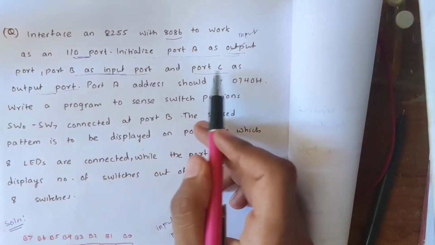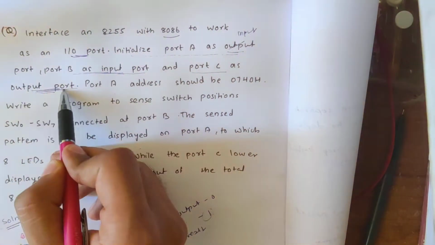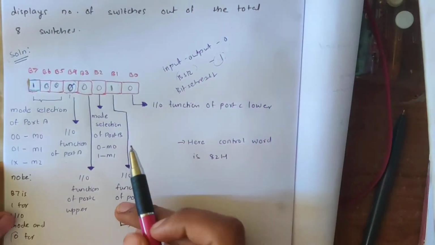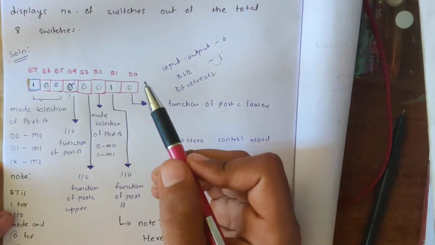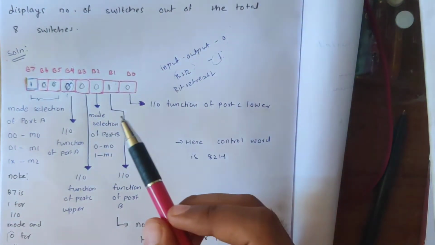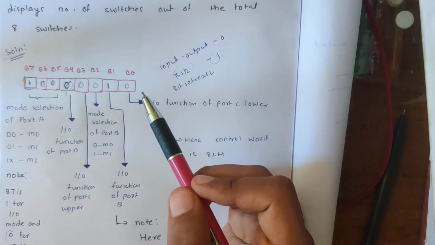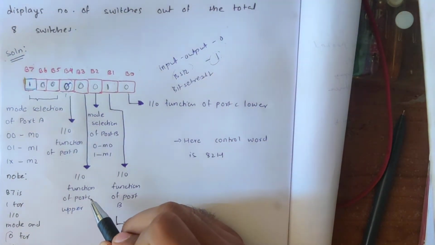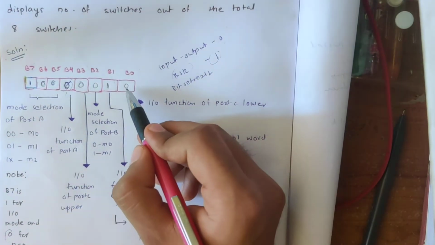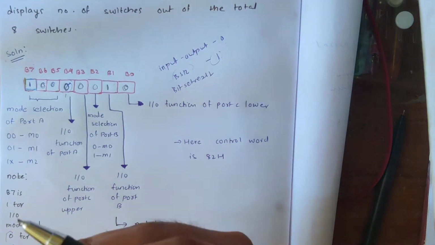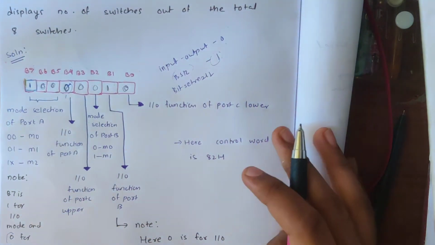and then we go back to the question, we see that port C is an output port. So when we see that port C is an output port, we go back to the diagram, and port C should be given as 0, right? So port C is set to 0 over here. This is the function for port C upper, and this is the function for port C lower. So both of them will be assigned 0.